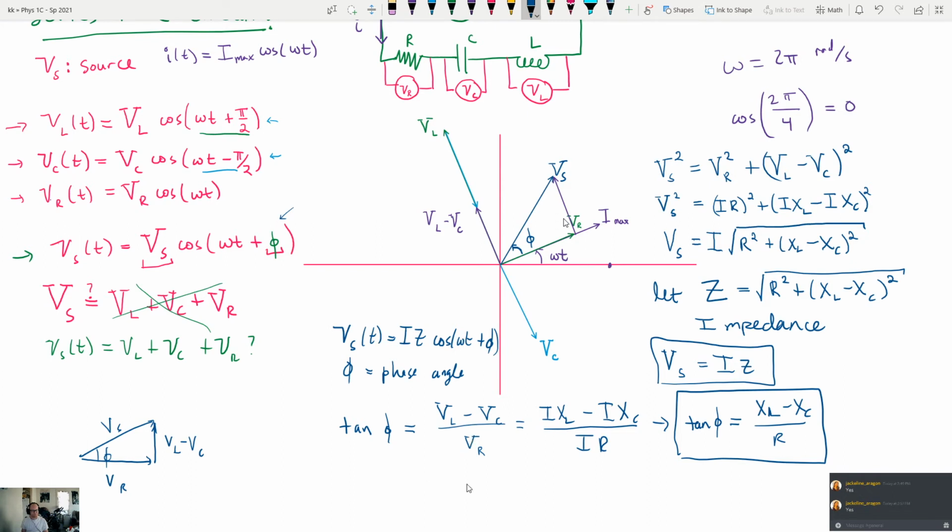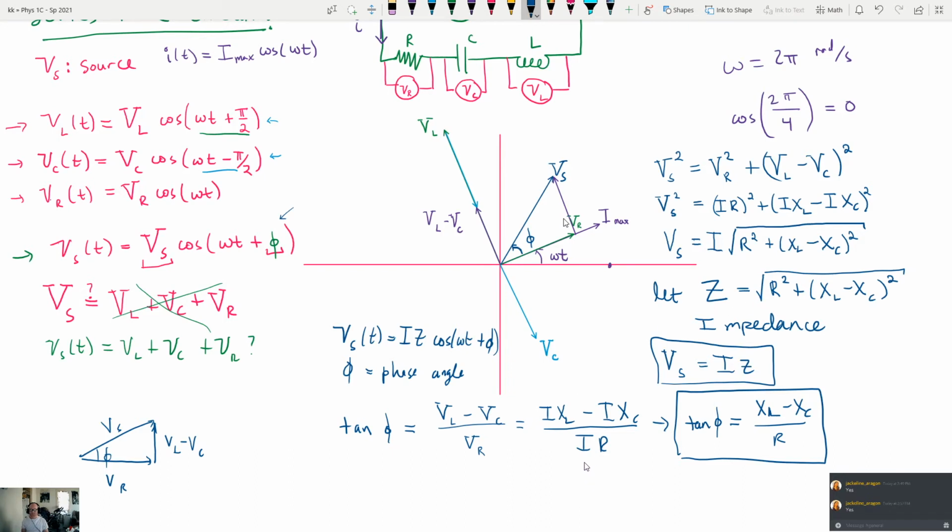Does that make sense? Yep. Okay. So these quantities, XL and XC, are really going to determine the phase angle. They're also going to determine the impedance. What happens when XL and XC are equal to each other? You get phi equal to what? The phase angle is 0. Yep, the arctan of 0 is 0. So if XL is equal to XC, you get phi equal to 0. And you also get Z equal to what? Just R. Yeah.